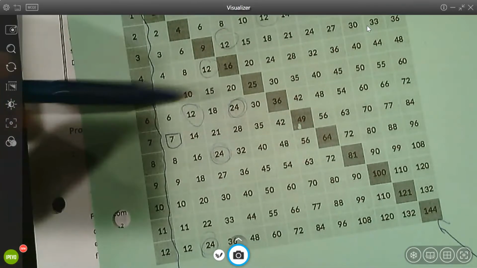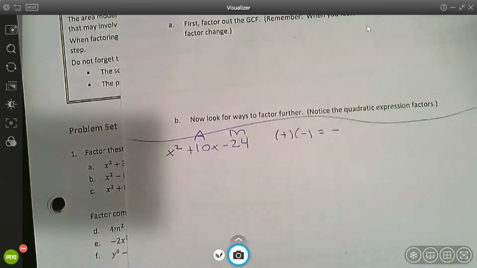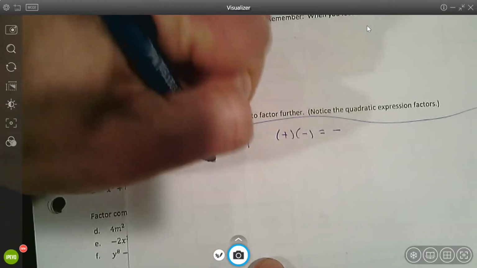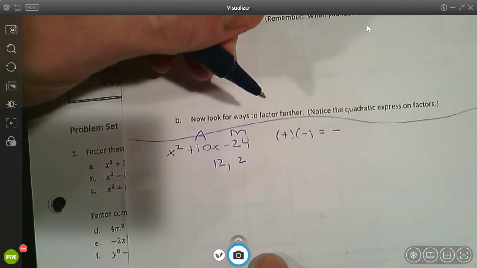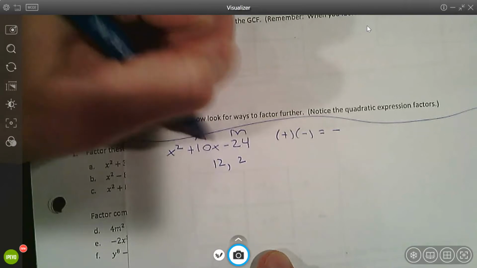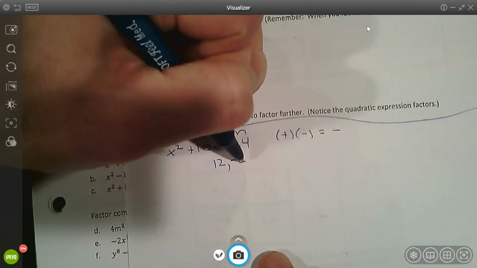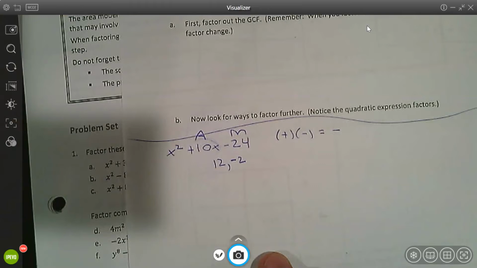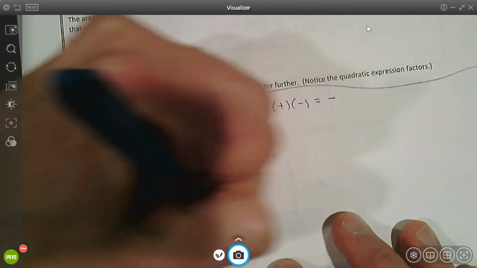Now, it can be confusing because 6 and 4 add up to 10, but they'd have to be the same sign. So my magic numbers here are going to be 12 and 2. I need one of them to be a negative. If the bigger number is going to be positive, if I end up with a positive 10, so this is going to be a positive 12 and a negative 2. Now you're going to notice my process that I follow is exactly the same as what I've been doing.